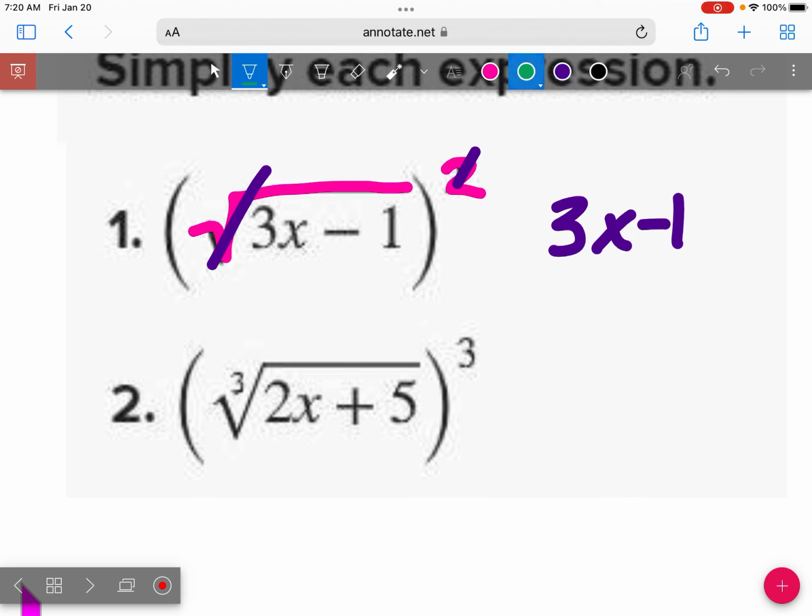How about for number 2? What happens there? They cancel out. My cube cancels out my cube root. It undoes it. Those are inverse operations, bringing that word back. 2x plus 5 is what we have left over. At this point, we can't do anything else with it yet. But that's what we're doing there, okay?